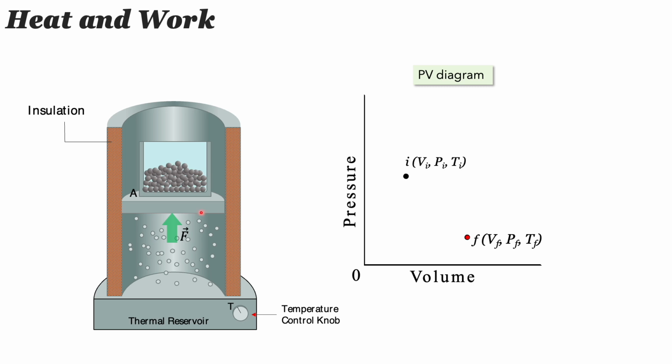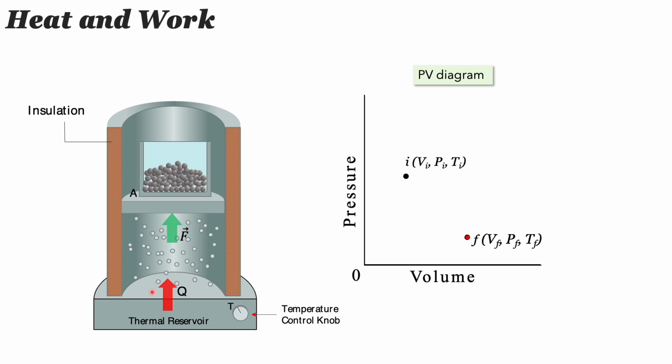So first let's keep the pressure constant, and we keep it constant by keeping the load on the piston unchanged. Then how can we expand the gas to increase its volume? We can do so by increasing the temperature of the thermal reservoir by turning this knob. By increasing the temperature, the heat flows from the thermal reservoir to the system, and as a result it exerts more pressure on the piston and pushes it upwards and expands. As an expansion, of course, you know that the volume increases.